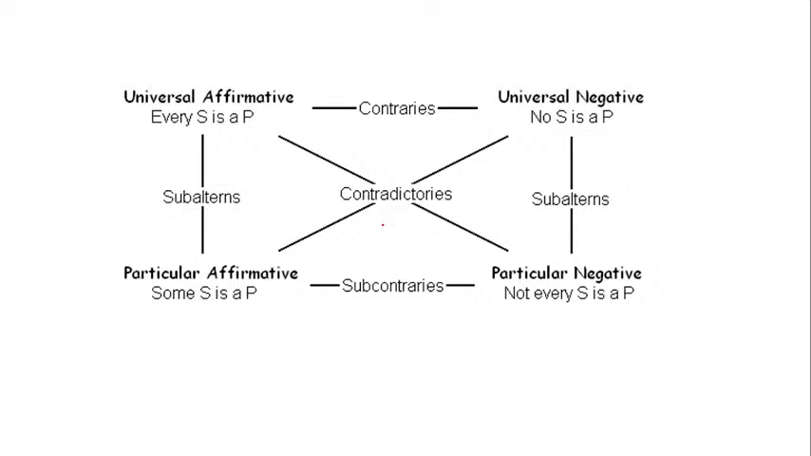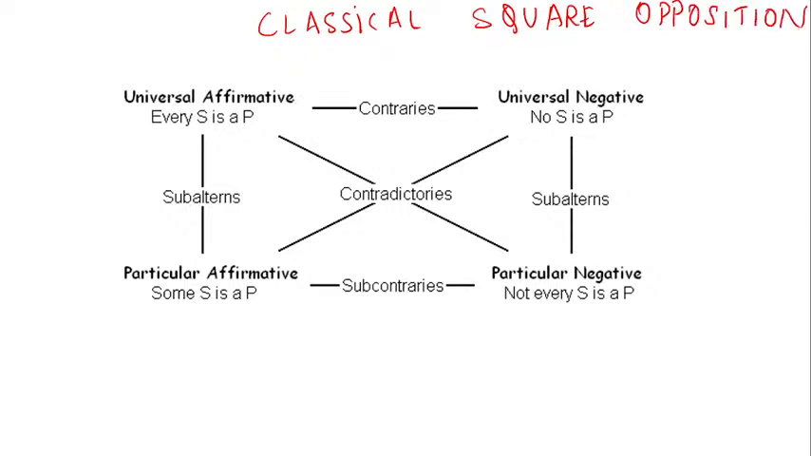Okay. Now, let's see the classical square of opposition. This is called the classical square of opposition. Very, very important. Okay. So here, first, I told you, it looks something like this. This is how the diagram looks. Universal affirmative means A statement. Universal negative, E. Particular affirmative, I, and particular negative means O. So A, E, I, O. Classical square of opposition means universal affirmative, universal negative, particular affirmative, particular negative.